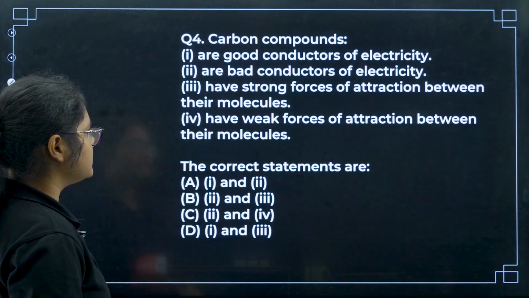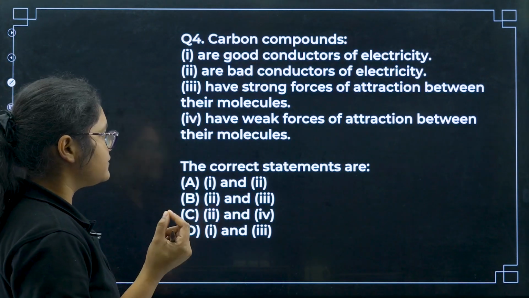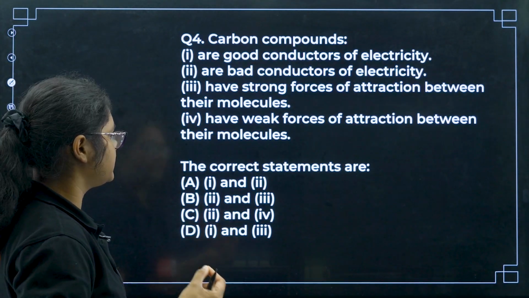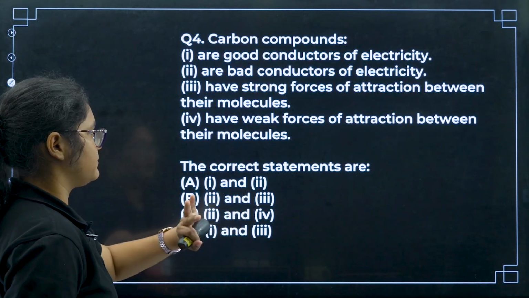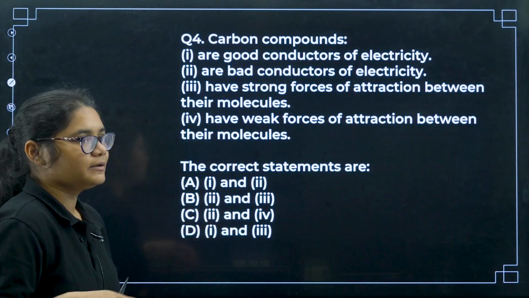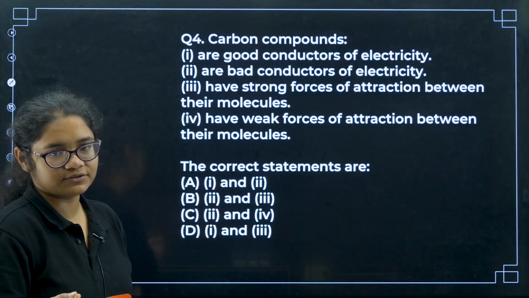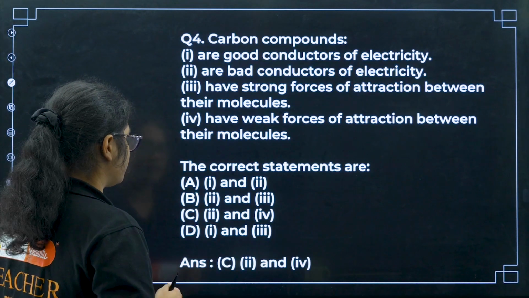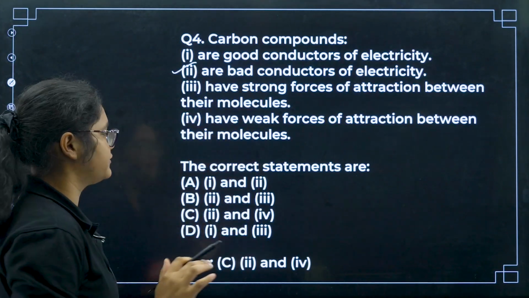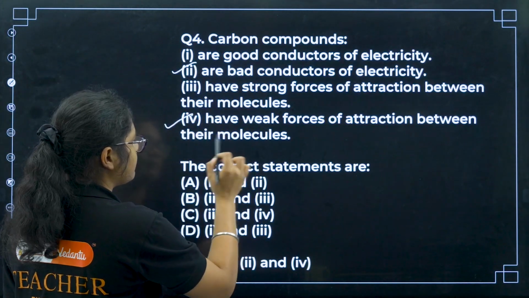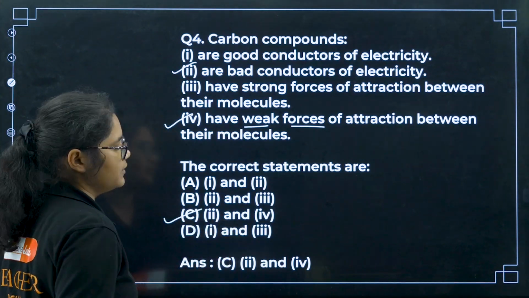Next, carbon compounds are good conductors of electricity, bad conductors of electricity, have strong forces of attraction between their molecules, have weak forces of attraction between their molecules. Correct statements are, okay. Generally carbon is a non-metal, so it is a bad conductor of electricity, but it has an exception of graphite, right? So in general carbon compounds are bad conductors of electricity, and because they form covalent compounds, they have weak forces of attraction. So 2 and 4, that is option number C.